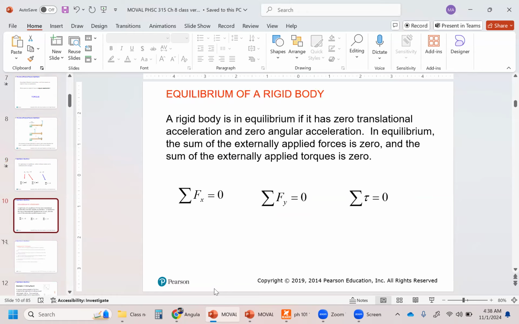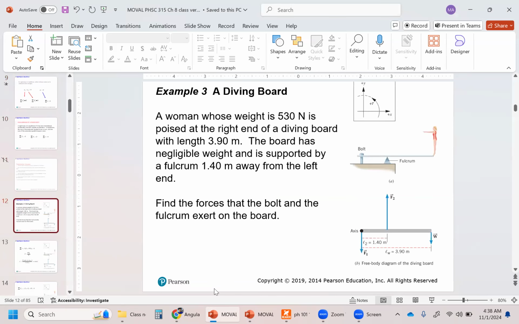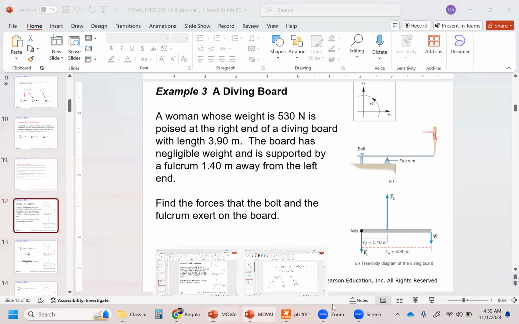So let's go ahead and look at an example. We have a woman whose weight is 530 newtons, poised on the rigid end of a diving board with length 3.9 meters. The board has negligible weight and is supported by a fulcrum 1.4 meters away from the left end. Find the forces that the bolt and the fulcrum exert on the board. So let me go ahead and draw. So we got 3.9, 1.4. Let me go ahead and go over here.